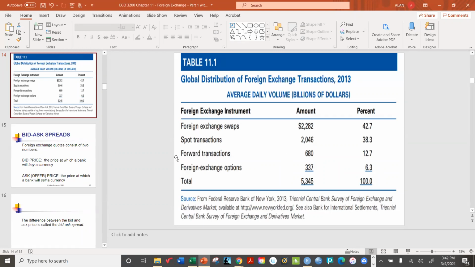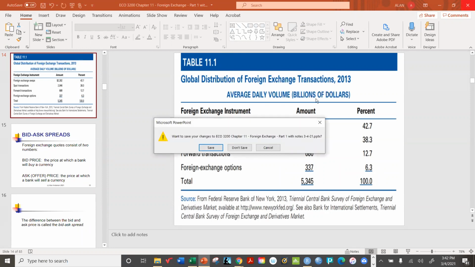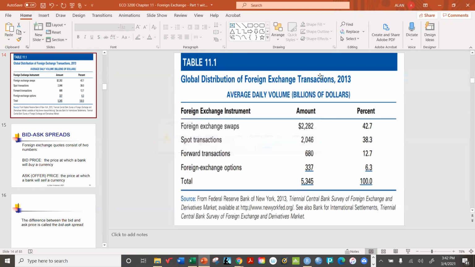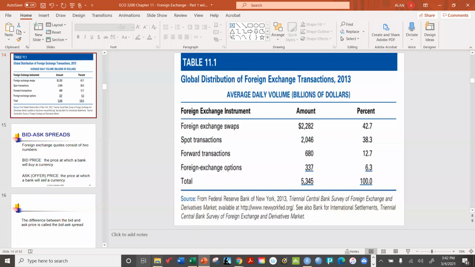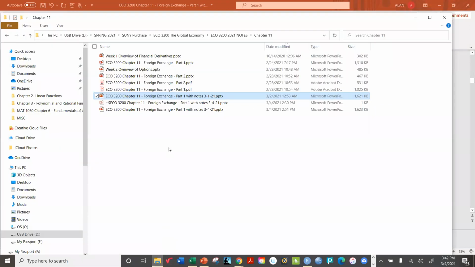But there are some very important differences between them and these forward and futures contracts. Let's go look at that. I've got this in a separate section, by the way. I called it part 2. Let's get that open, because it's a very long chapter.